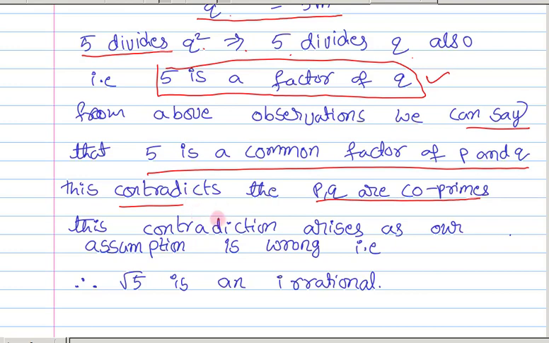So why does this contradiction arise? This contradiction arises because our assumption is wrong. What is our assumption? We assumed that root 5 is a rational number. If that is wrong, then what is correct? Root 5 is an irrational number. Therefore, by this we can say that root 5 is an irrational number.